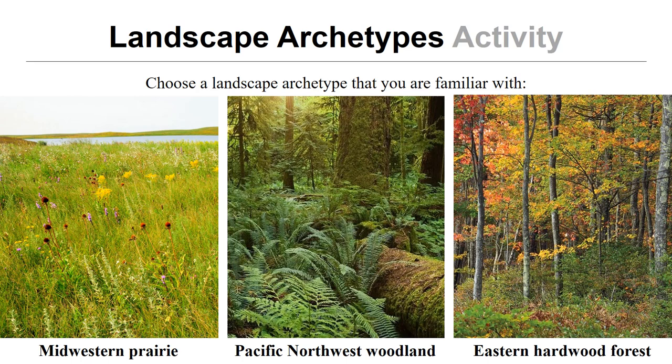So with these different landscape archetypes that we have, we can start to zoom in on those different aspects. So take a look at the chosen archetype that you have, the Midwestern prairie, the Pacific Northwestern woodland, or the eastern hardwood forest. Start to group the plants by height. Which ones are really tall? These are going to be our overstory plants. Which ones are moderate height? These are our understory plants. And which ones are very near the soil surface? These are our ground covers. Notice how these different archetypes are all very different from one another.